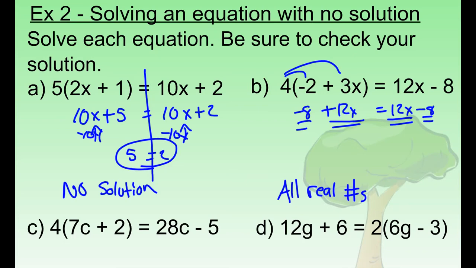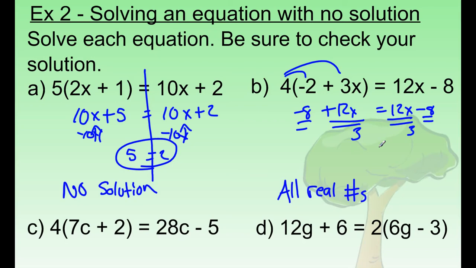So no matter what you do to the one side, if you plugged in, say, a 3 here, like we did in the previous example, 3 times 12 is 36. 3 times 12 is 36. If you take 36 minus 8, you get an answer. If you take 36 minus 8, you get the same answer. Because these two sides of this equation are mirror images of each other, you're always going to get the same thing because you're doing the same math on both sides of the equal sign. So that's why we say this problem has all real numbers as a solution.